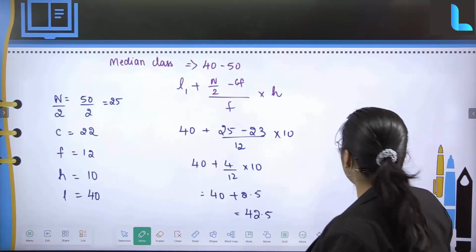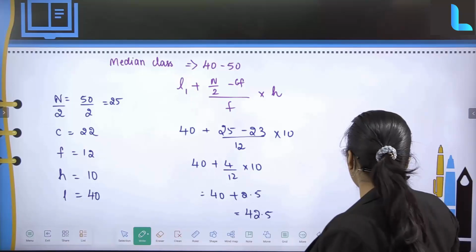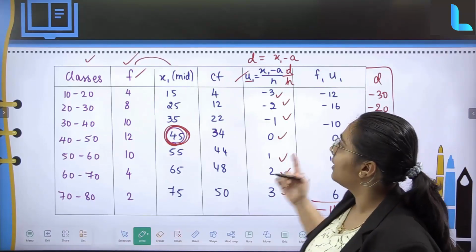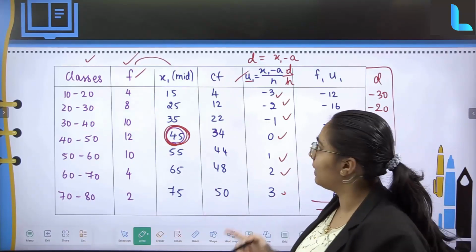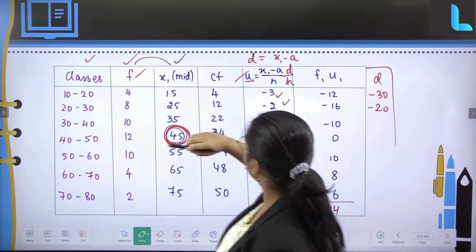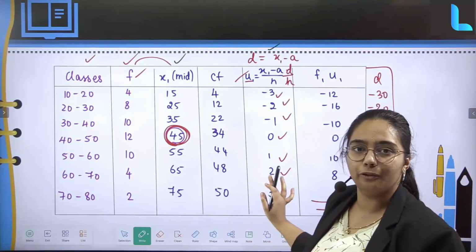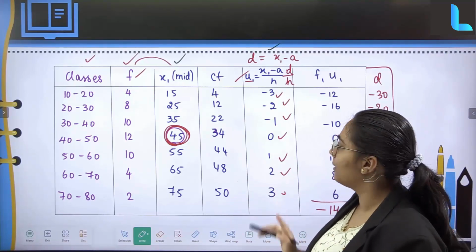Once I have got my mean, I have to find out mean, median and mode. So with this I have completed my mean. The next thing is I have to find out my median. To find out median, this portion is done and even this thing is done. Whatever I have considered here is of no use for me when it comes to finding the median.